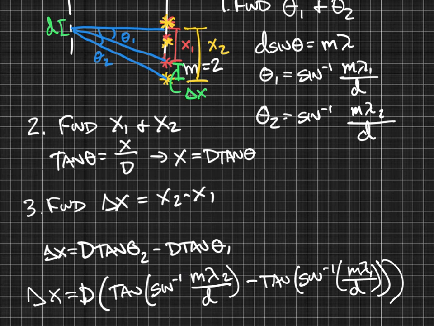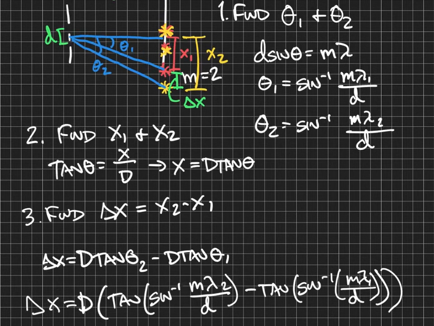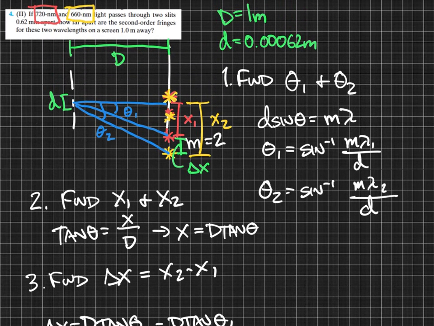Hopefully what we can see is that in all of these, we're basically setting up an image that looks something like this. We're figuring out which order maximum we're dealing with, and understanding that this angle also corresponds with the path length difference for the two light sources coming out of either of these slits.